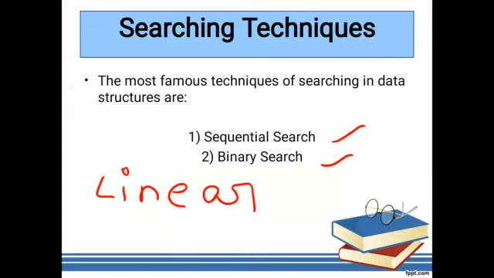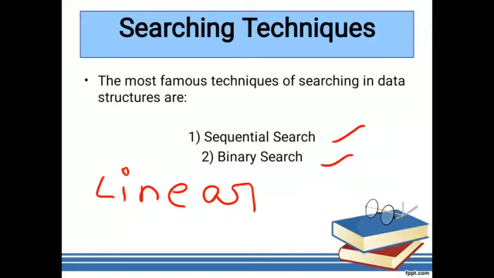So this is one of the techniques of searching. This is a good technique and is used to find the elements. But why do we move to the next one, that is called binary search? What is the purpose of this binary search? Why do we move to this one? Because linear search is good, but it also has some disadvantages. So what are the disadvantages of linear search?